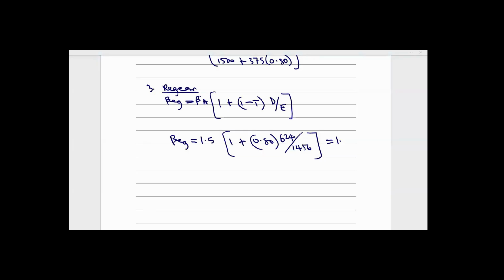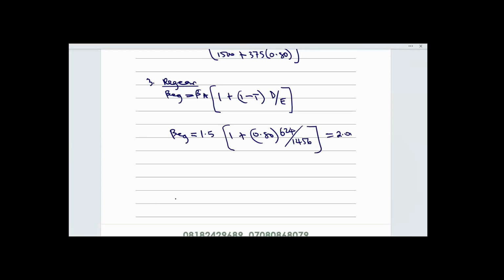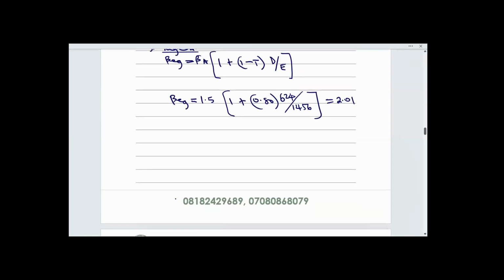624 divided by 1456 equal, then multiply by 0.8 equal plus 1 equal multiply by 1.5 equal to 2.01. Here is 2.01. Okay, that's the gear beta.